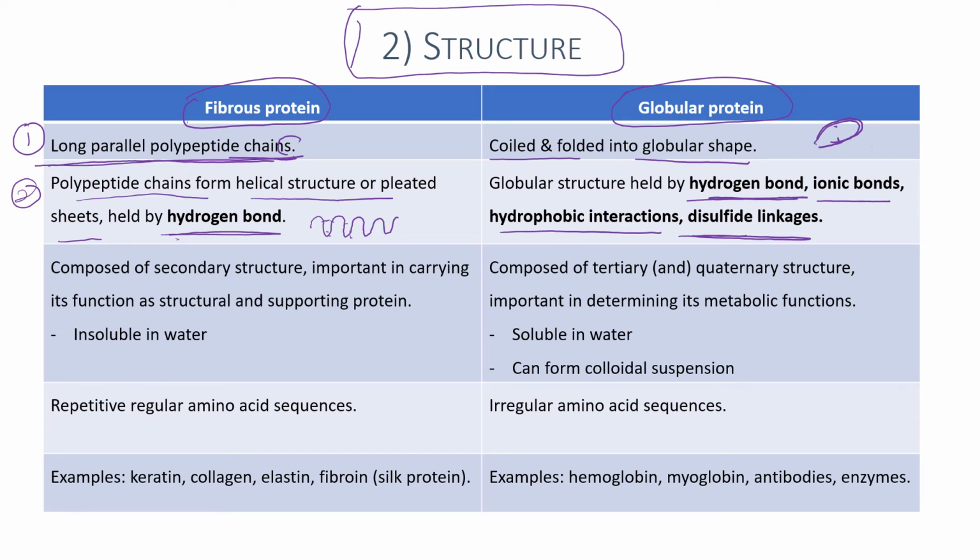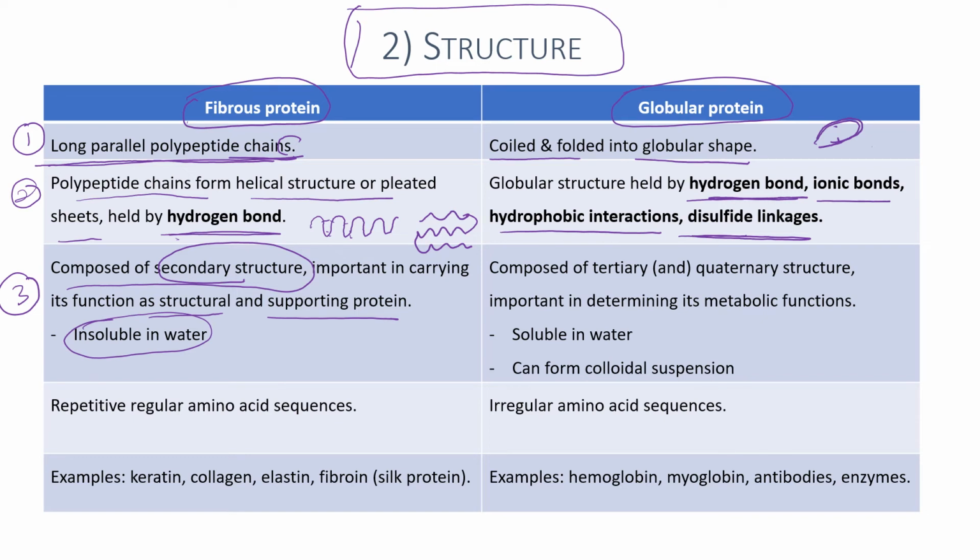The third difference between fibrous and globular is that fibrous is composed of secondary structure, either helical or pleated, along a polypeptide chain. So it is important in carrying its function as structural and supporting protein. For example, collagen or keratin that are found in skin or hair is made up of fibrous protein, and it cannot dissolve in water. It is insoluble in water.